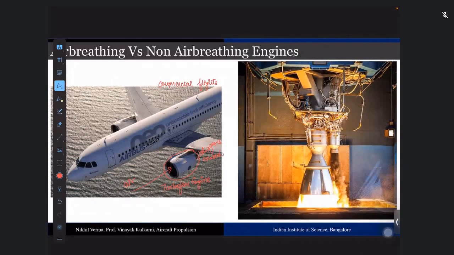Whereas the non-air breathing type, this is the Raptor engine, Raptor RP1, which SpaceX is currently using. These engines take the thermal energy from the oxygen that is coming from a tank and some kind of fuel, which is also stored in the form of liquid. So these engines do not rely on atmospheric oxygen for the combustion process.